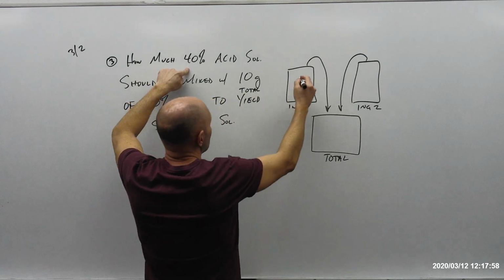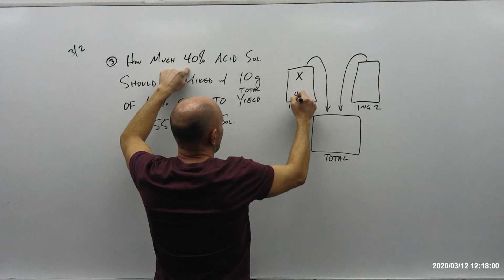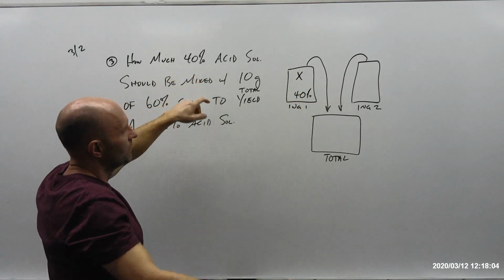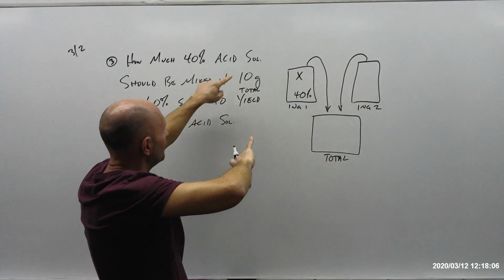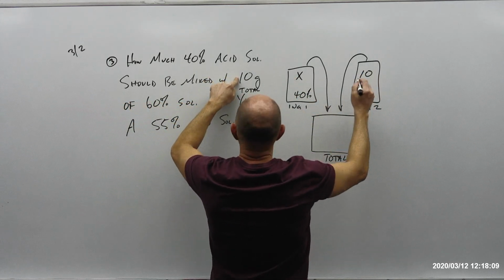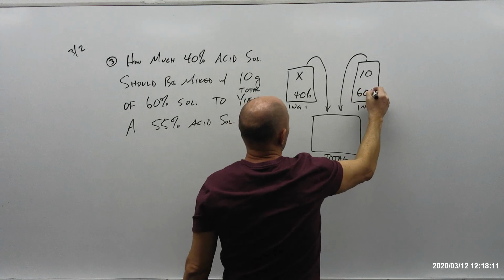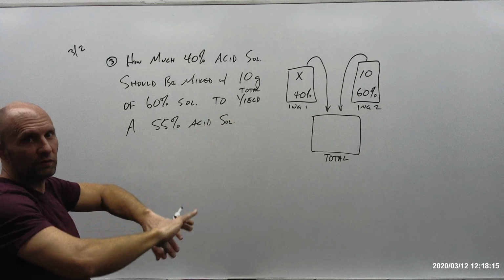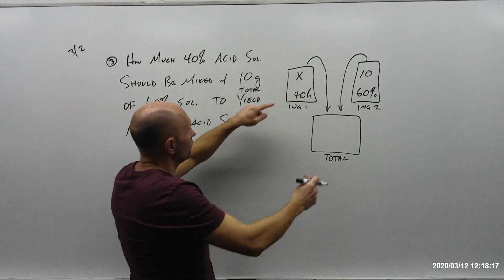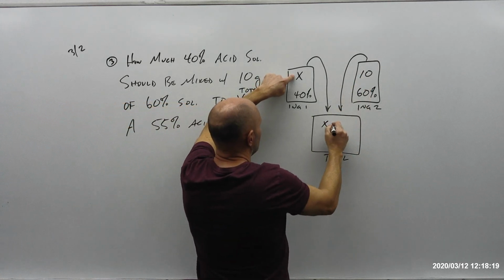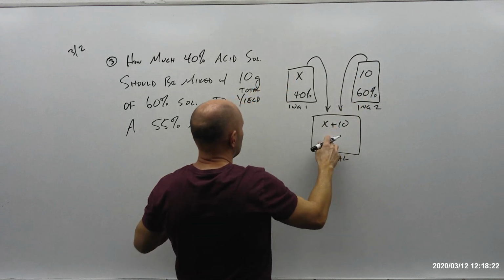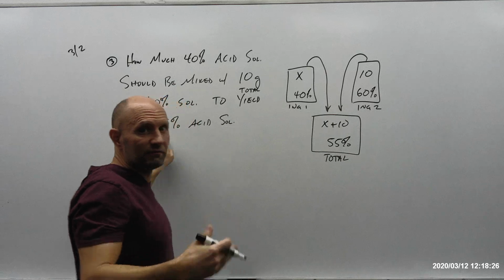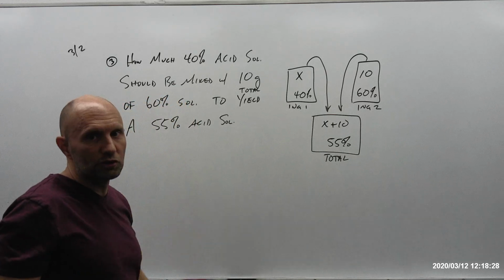Well, how much 40%? We don't know. Let's call that X. And it tells us that it's 40%. The other batch that I'm dumping in is 10 gallons worth of a solution that's 60%. And when I put these all together, how much do I end up with? Well, I end up with X plus 10. And what's the percent? Well, it tells me in the problem, I want a 55% acid solution.